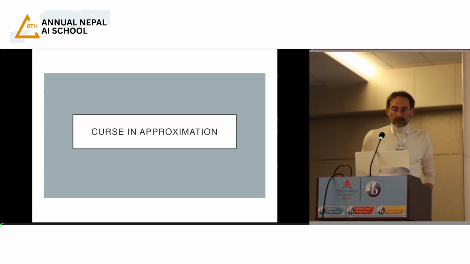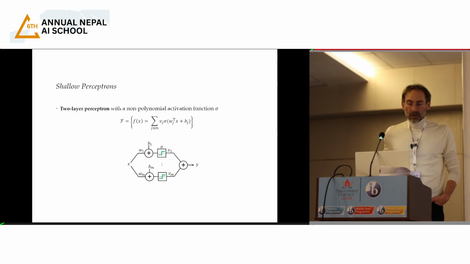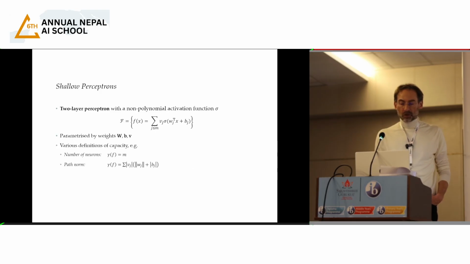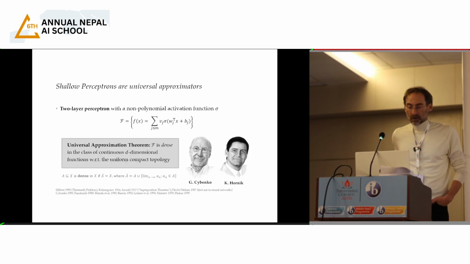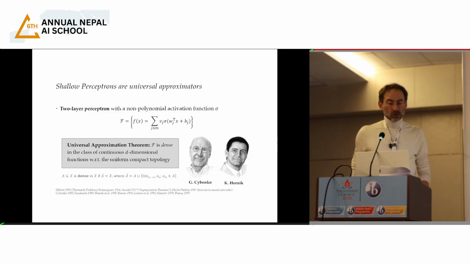So we talked about perceptrons, right? And we talked about perceptrons with 2 layers. So this is how it looks. We had this property of universal approximation, right? We have this result that goes back to the 80s, Cybenko and Hornik. There are a few versions of it, but basically the idea is that the set of functions defined by a 2-layer perceptron, parameterized by the weights and biases of these 2 layers, is dense in the class of continuous d-dimensional functions.